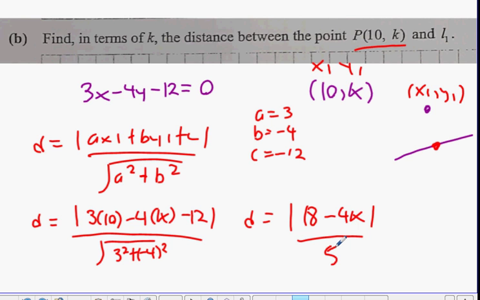Everybody alright with that? Who got that out? 18 minus 4k over 5? It says in terms of k, so you don't have to do anything else. You're finished with the question. It doesn't ask you to solve, doesn't ask you to find the k value, doesn't ask you anything like that.